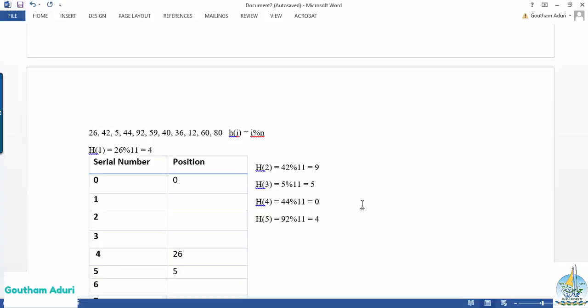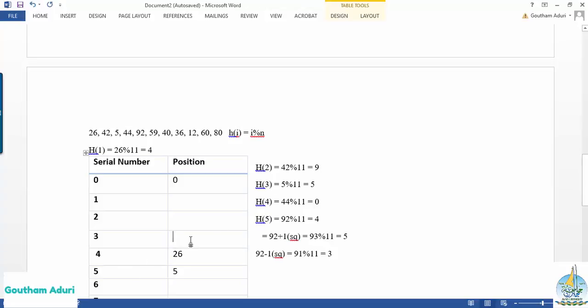It's getting collided. Now we increment by a square. 92 plus 1 squared is 93, mod 11, so it's going to be 5. 5 is also getting collided. Then 92 minus 1 squared; 1 squared is 1, so it's 91 mod 11. 88 plus 3 is 91, so the third position. So 92 goes in the third position.